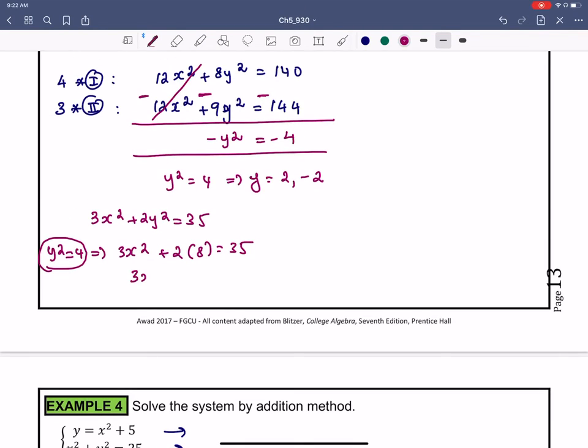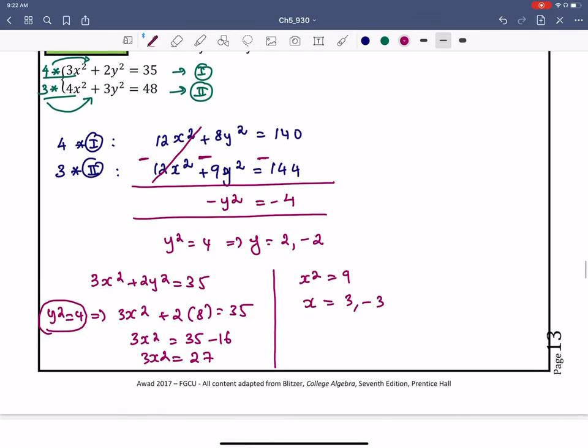So now here I'm going to have 3x squared is equal to 35 minus 8, which is 27. So 3x squared is 27. Therefore, I have x squared to be 9. So therefore, x is equal to plus or minus 3. So we have two possibilities again for x. Let me write it down. So we have positive 3 and negative 3. And so therefore, the possible solutions are, in this case, x's are 3 and y could be 2.